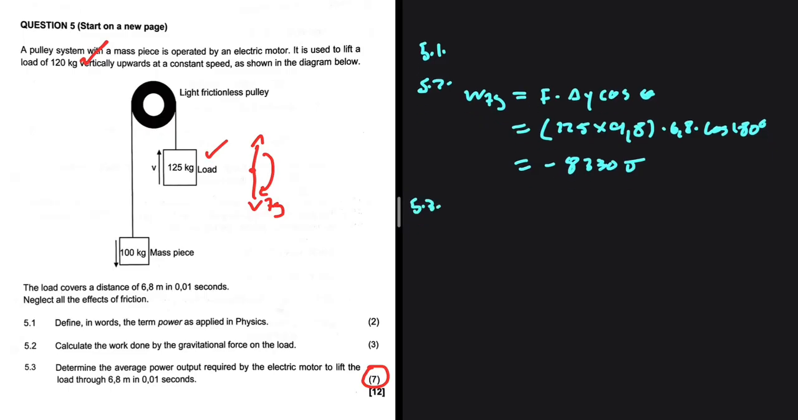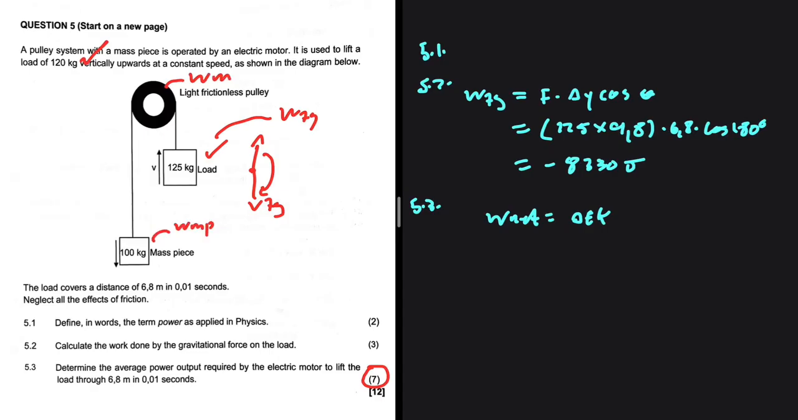5.3, determine the average power output required by the electric motor to lift the load through 6.8 meters in 0.01 seconds. So the key takeaway here is the fact that they are moving at a constant velocity. So we can set up our equation in the following way. Work net is equal to change in EK. If it is constant velocity, then change in EK is obviously going to be equal to 0. But let's look at the forces acting on this system. We have the work done by gravitational force on the load, and we have the work done by the motor.